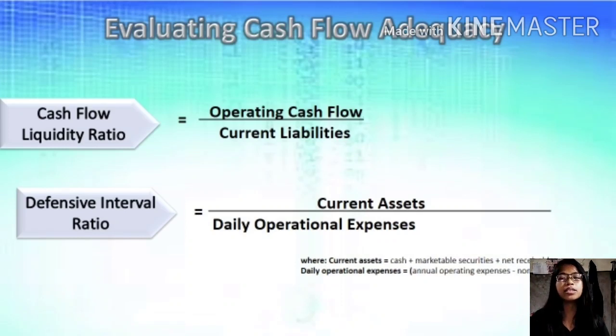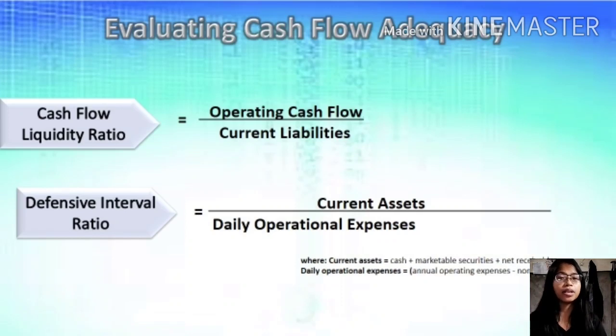Cash flow liquidity ratio is a measure of how well current liabilities are covered by cash flow from operations. Defensive interval ratio seeks to calculate how many days a company can operate while relying on liquid assets.